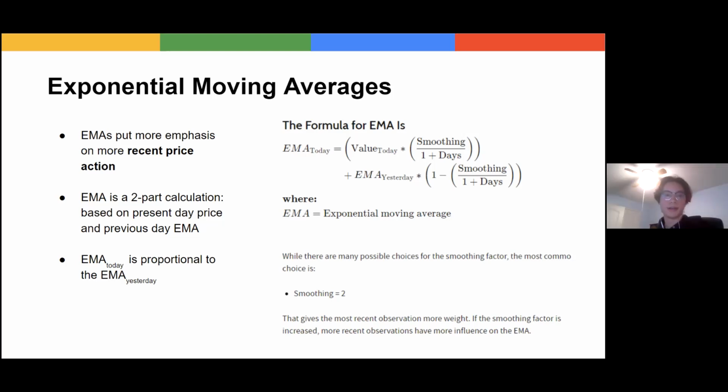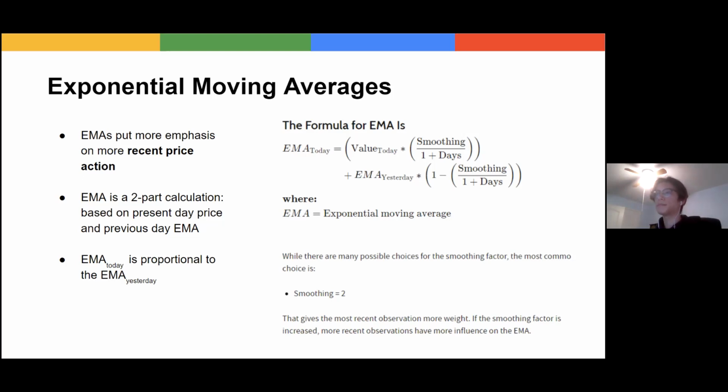No, it doesn't. On the left part of the slide, you can see EMA today is proportional to the EMA yesterday. So in order to calculate every EMA value that's not the first day, you need to reference the EMA value for the previous day. I hope that answered the question.